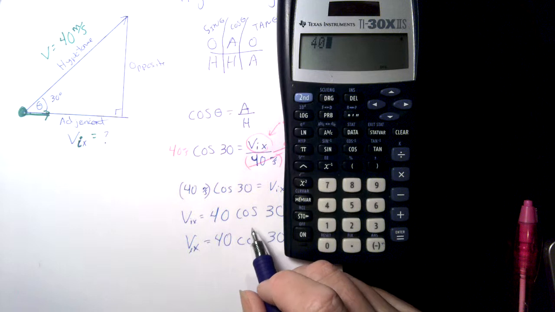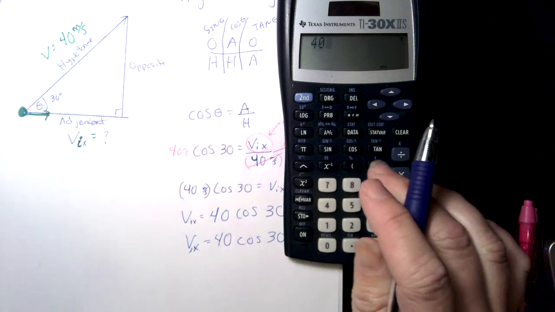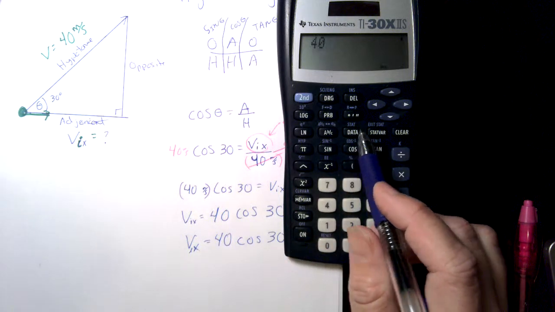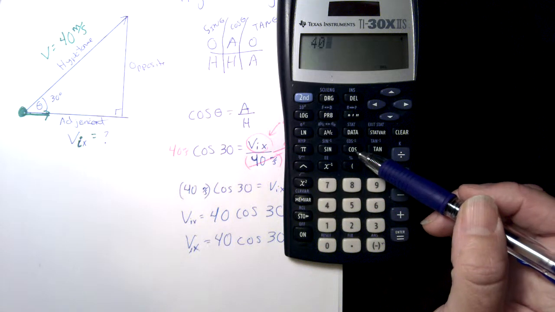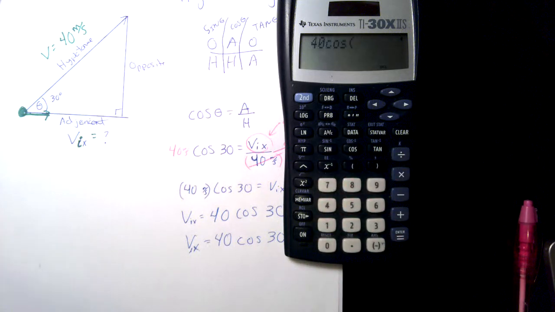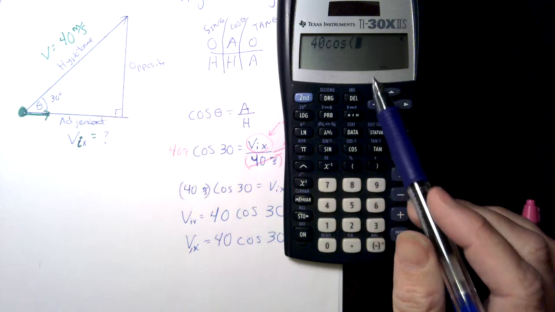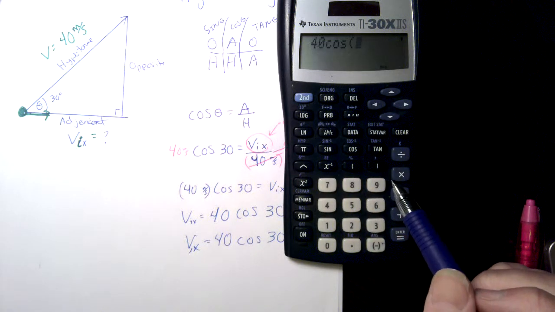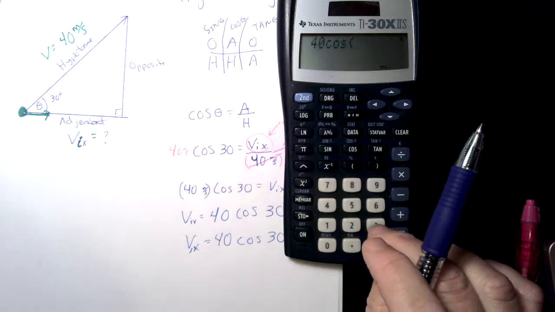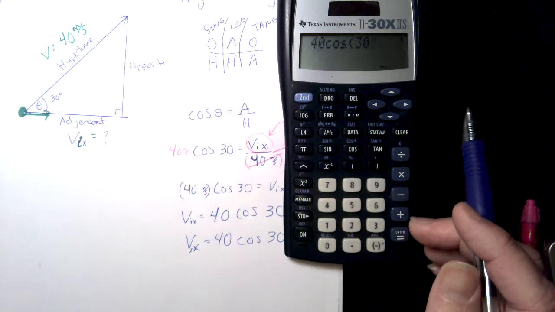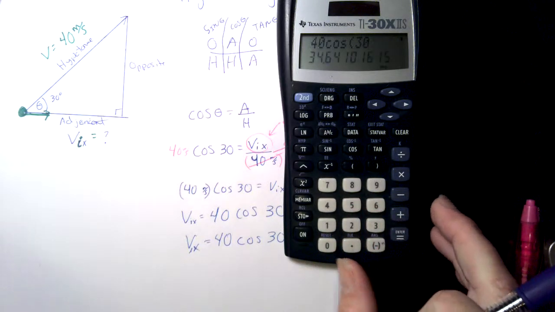All right, so I put 40. Now I can put cosine. So I hit cosine. Now I'm not using that inverse cosine. I'm actually using cosine, so I just hit it straight. Notice no -1 there. That's like the reverse of the angles. And then I put my angle 30 in there. You can close a parentheses, but it's just a waste of time for me.